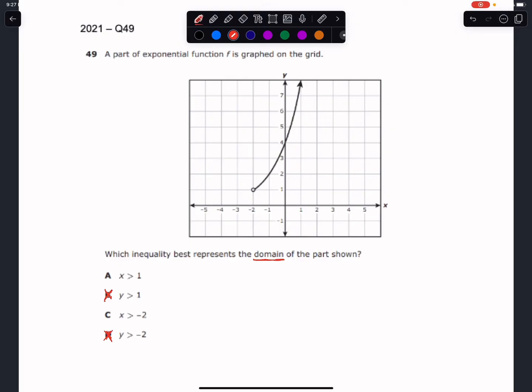And then remember, domain is furthest left to right. And domain is on this -2 here with an open circle, which means that this one is my right answer. This one says +1. Nope, that's not what we're looking at. Furthest left. All right, that was an easy one. Let's do another one.